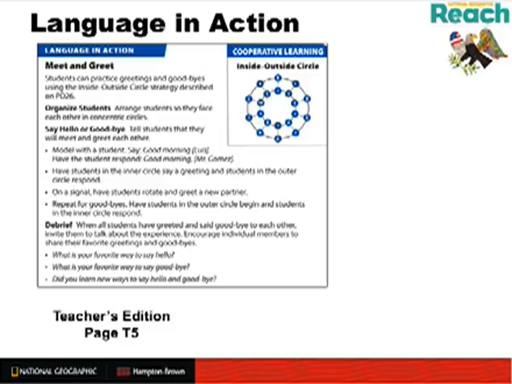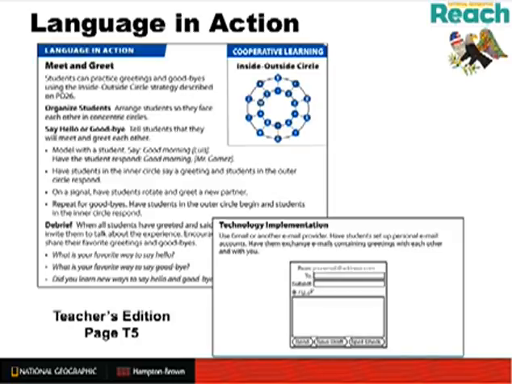At the end of the vocabulary lessons, there's typically suggestions for putting language in action. And for these activities, you'll typically use a cooperative learning structure. This particular one uses the inside-outside circle structure. Or there might be a technology application suggested to practice the skill that enables students to actively participate in using their new language skills. All of the cooperative learning structures are explained on page PD26 in the Best Practices section of your Teacher's Edition.